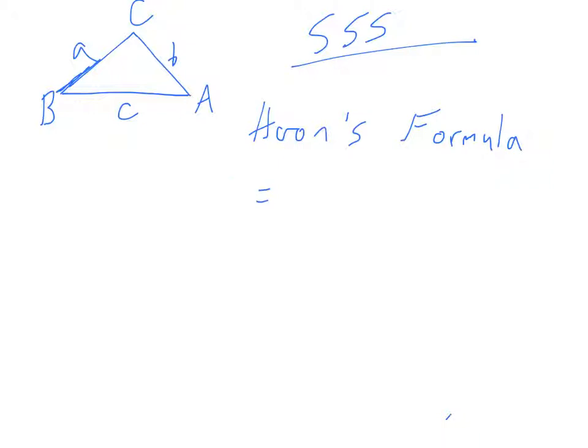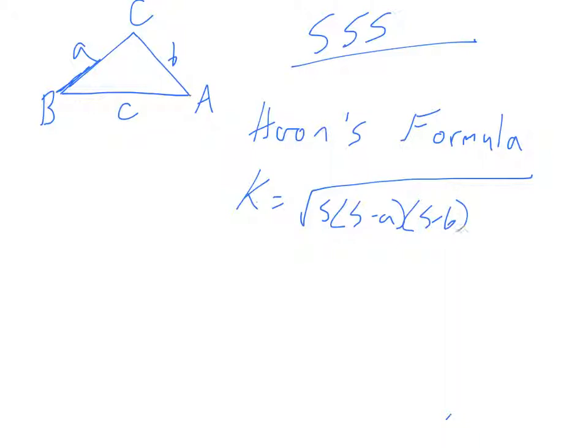For whatever reason, your book calls the area K, but I like to call it big A. Although that does get confused with angle A, so we'll call it K from now on. So Heron's formula says the area is equal to the square root of S times (S minus A) times (S minus B) times (S minus C).